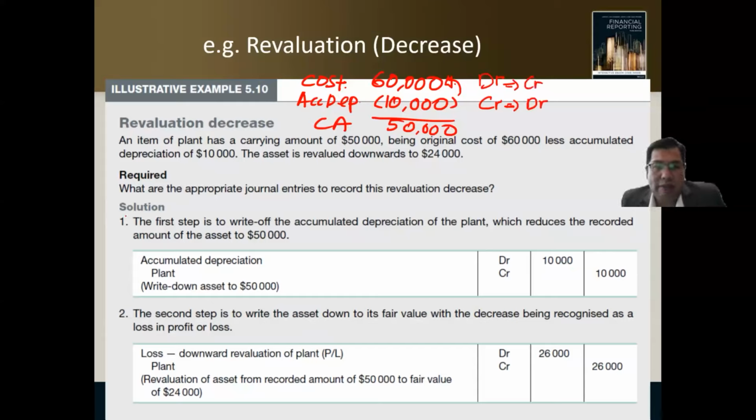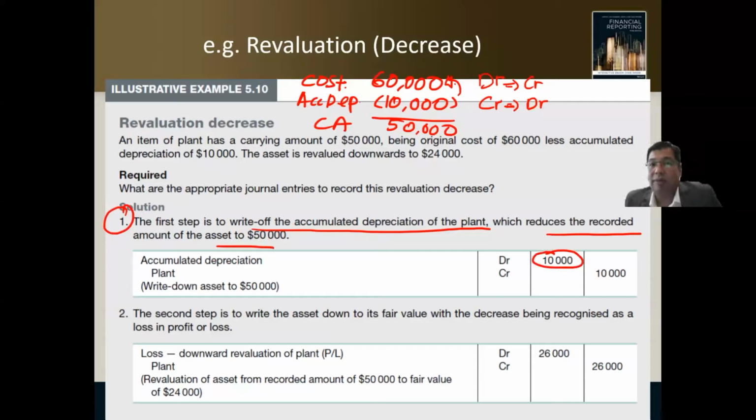So that is the first step: write off accumulated depreciation of plant. We're going to reduce the recorded amount of the asset to 50,000. So I'm going to debit accumulated depreciation 10,000, so now it becomes zero. When we credit the plant 10,000, the balance of the plant now is 50,000. So this is the first step.